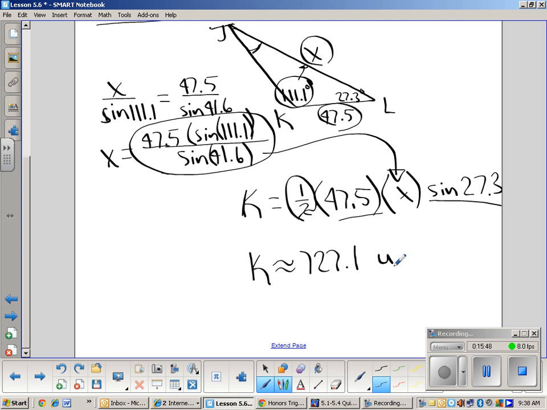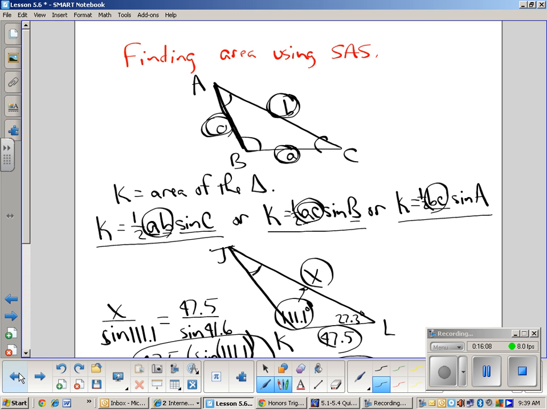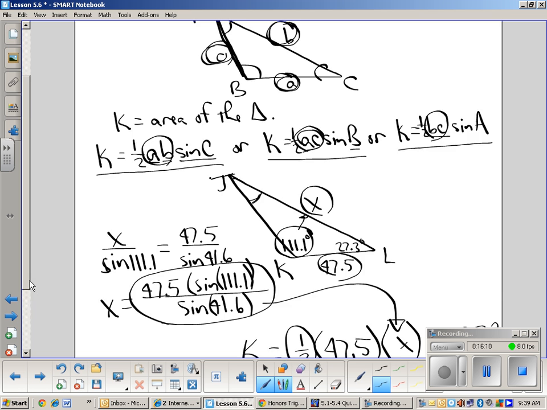727.1. Since I didn't put a unit on there, we are talking area, so we should say units squared. Okay? Any questions? That's it.